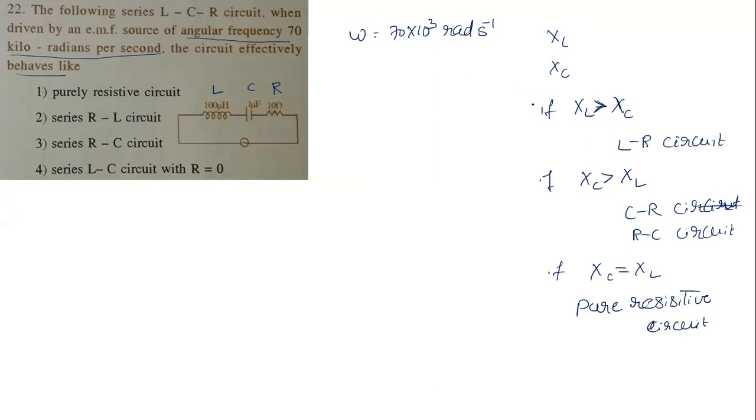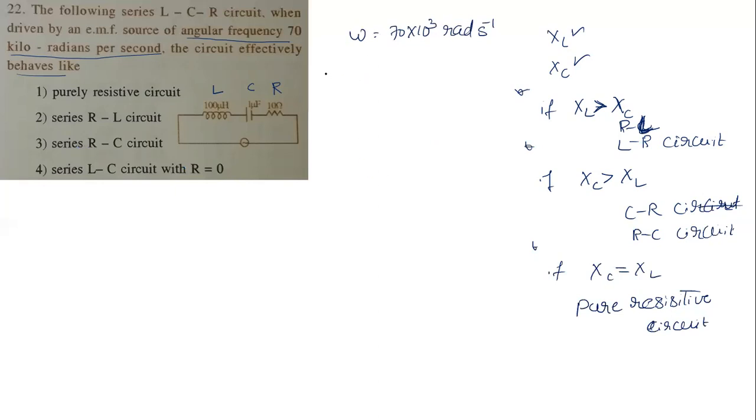You need to remember these three points. Whichever is greater decides the circuit with the resistor. LR means RL, both are the same. We need to find XL and XC and see which one is greater and which is lesser. If both are equal, we go for the first option, pure resistive circuit.